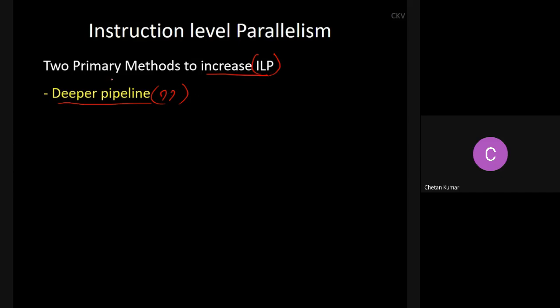And why will a deeper pipeline give you better parallelism? A deeper pipeline means more stages. We have discussed a processor which had 5 stages. Now why do we say that having more stages will improve the performance? It will increase the parallelism, with more instructions in parallel, and that will increase the performance.